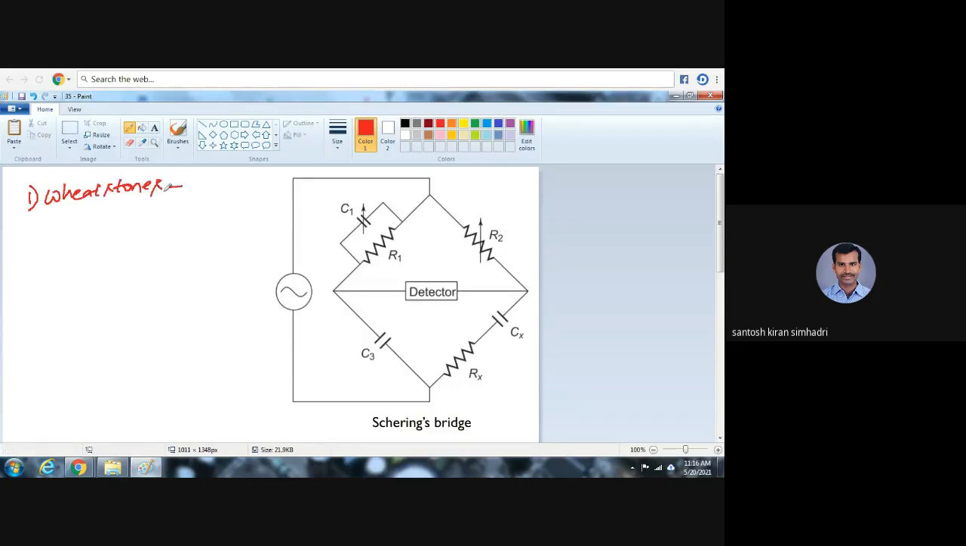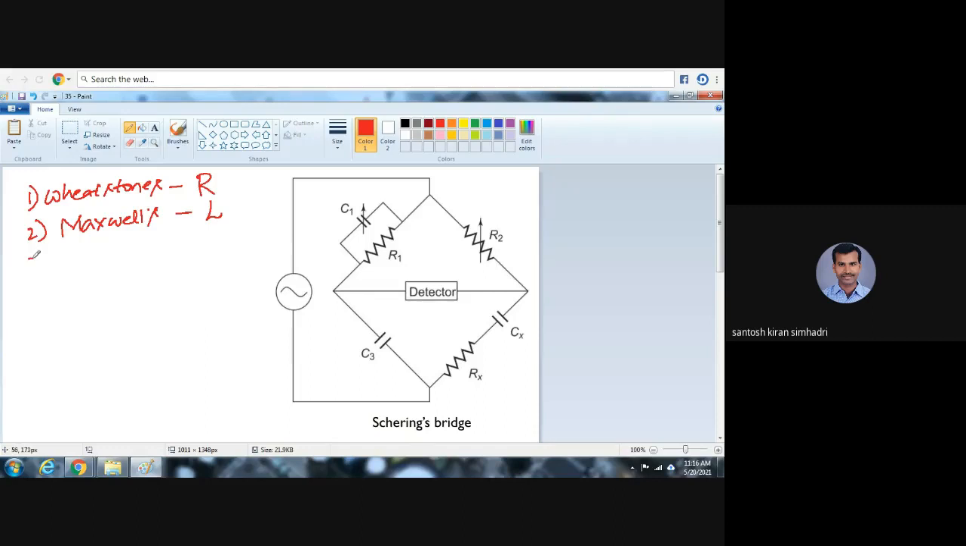What is the purpose of Wheatstone's bridge? Wheatstone bridge is exclusively used to measure the resistance. Coming to Maxwell's bridge. What about the Maxwell's bridge? Maxwell's bridge is exclusively used for the inductance.